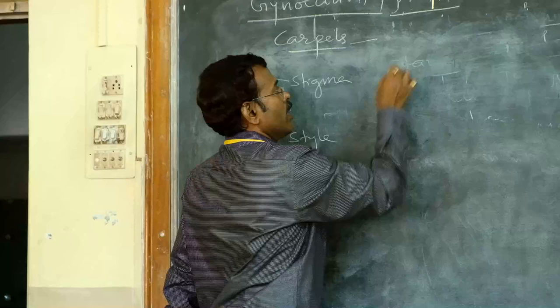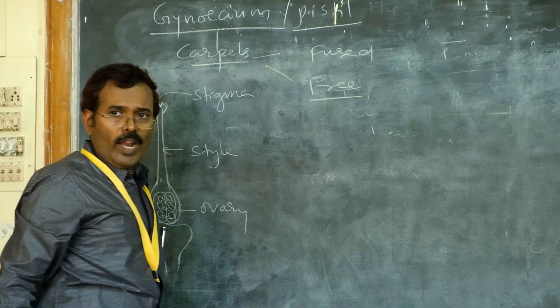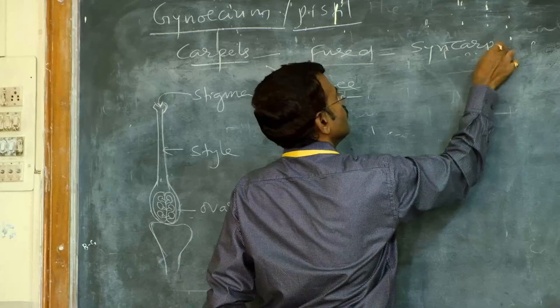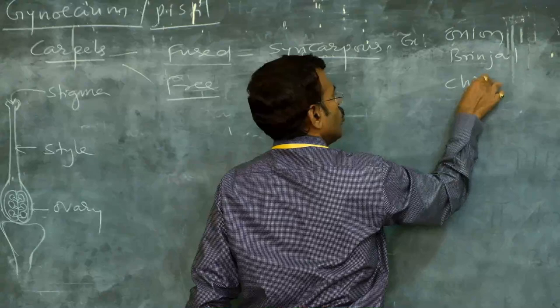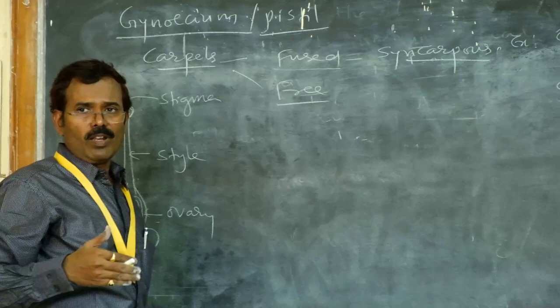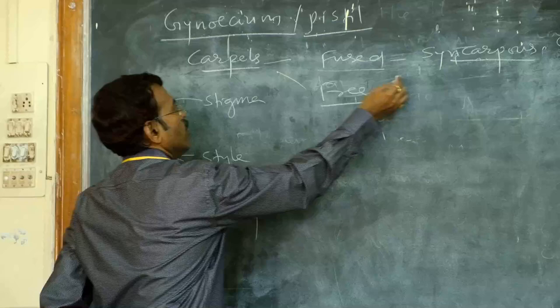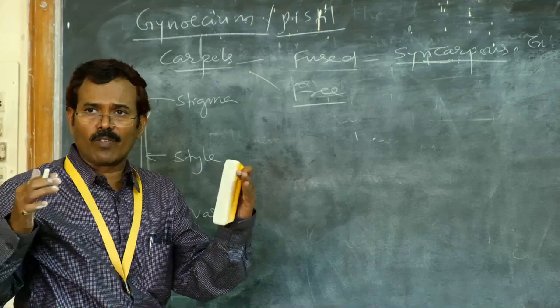These carpels can be either fused or free. When the carpels are fused, it is referred to as syncarpous. Examples of syncarpous ovary: onion, brinjal, China rose, etc. Here the number of carpels is many, and all these carpels are fused, so it is called the syncarpous condition. When the carpel number is more and these carpels are free, it is called the apocarpous condition.